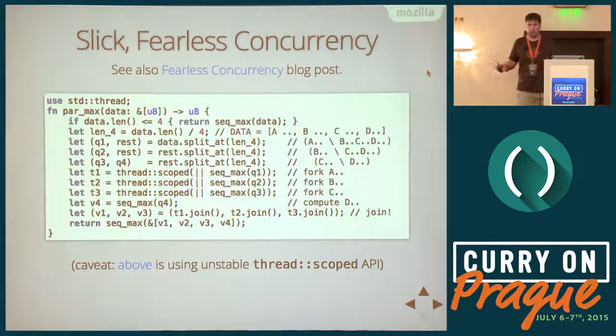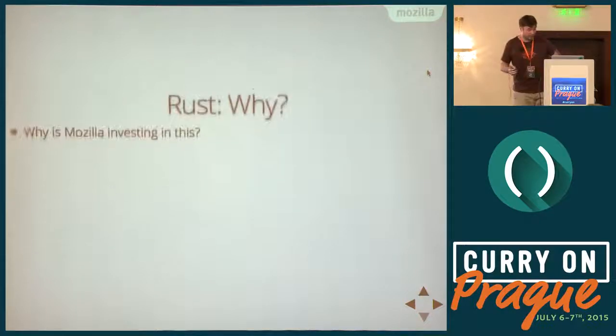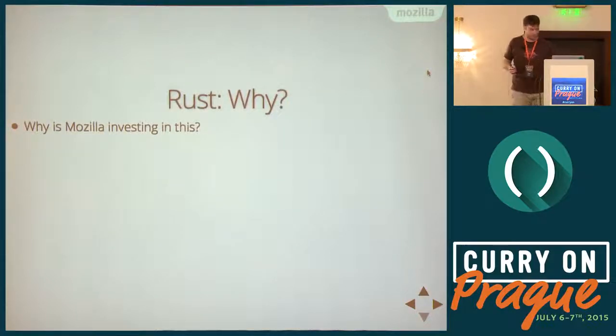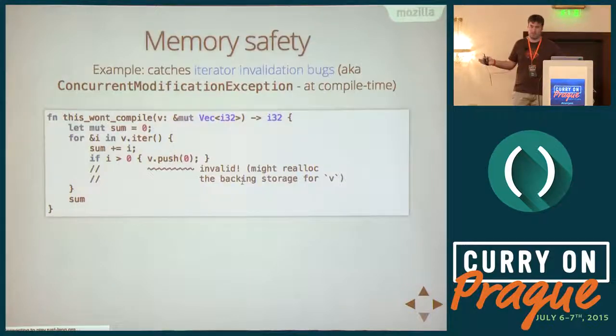There is a caveat, which maybe we'll get to. We'll see. So, okay, but why Rust? Why, in particular, is Mozilla doing this? And the simple answer is because it's the only way you can avoid trying to modify a collection while you're iterating over it. Rust doesn't have this.